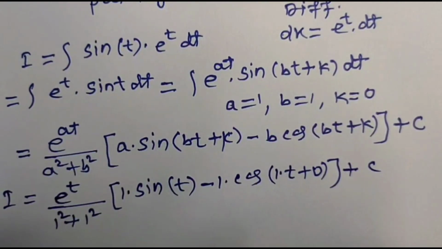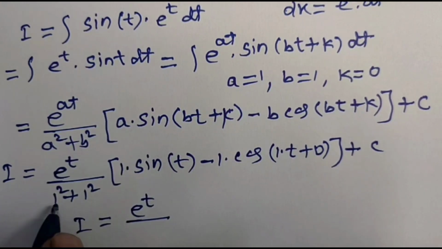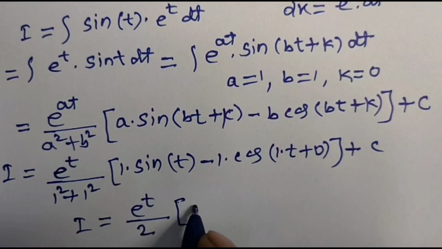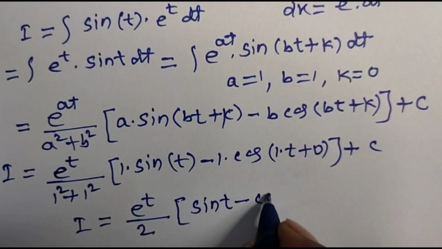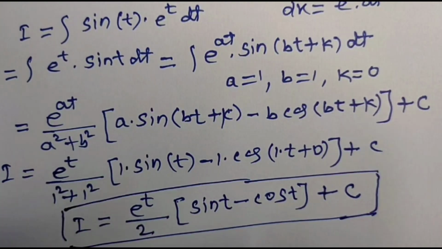Now simplify this. Hence I is equal to e to the power t divided by 1 square means 1 square means 1, addition of these two, 2 sine t minus cos t plus integral constant c. This is the answer, where t is equal to log x.